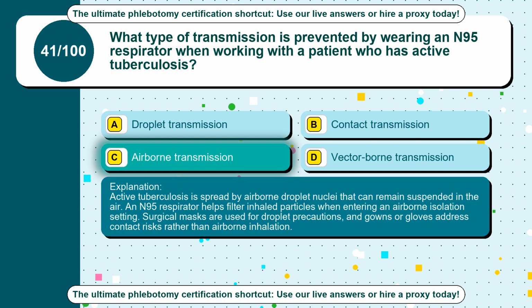Active tuberculosis is spread by airborne droplet nuclei that can remain suspended in the air. An N95 respirator helps filter inhaled particles when entering an airborne isolation setting. Surgical masks are used for droplet precautions, and gowns or gloves address contact risks rather than airborne inhalation.